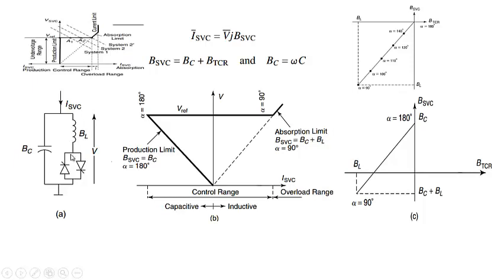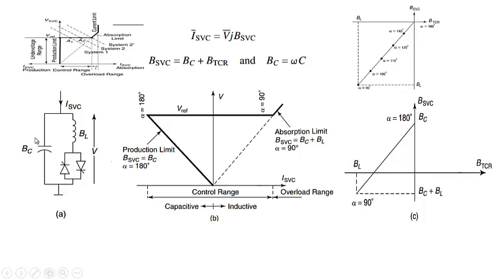Since the value of this is fixed, the total reactance susceptance of this TCR will be BTCR, and this BL will be fixed when alpha is equal to 90 degrees with respect to origin, and 0 degrees with respect to the peak of the input voltage. Here again, BSVC is equal to BC plus BTCR, where BC is equal to omega C, and BTCR is equal to minus BL. We have to take care of that minus as well because BTCR will be negative.